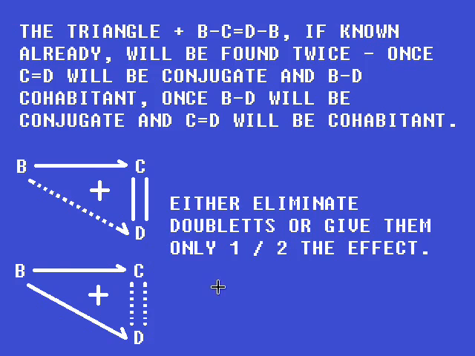Are you going to eliminate the second triangle? Or are you going to, for instance, work with all triangles, however, give them only half the effect, because you know that in fact you will get every triangle twice. Keep that in mind when you are doing your own implementation.